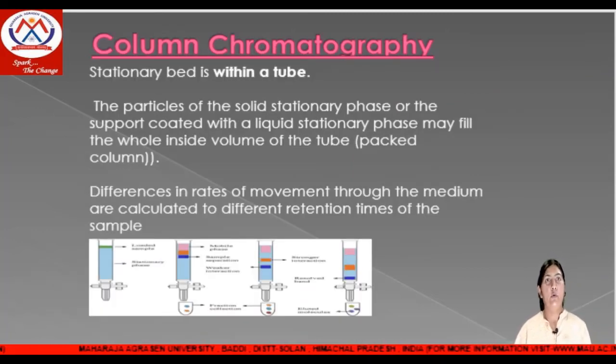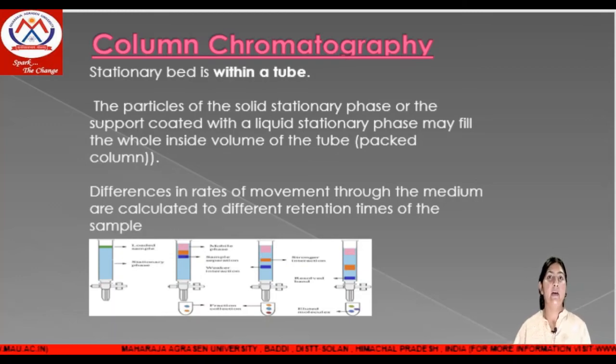Now the column chromatography. Basically in this we use a column. A column is a tube shaped object. Here you can see that in the picture. The stationary bed is present in the column. The particles of the solid stationary phase, or the support coated with the liquid stationary phase, may fill the hollow inside the volume of a tube, which we call a column. The difference in the rate of movement through the medium is calculated as the different retention time of the sample.